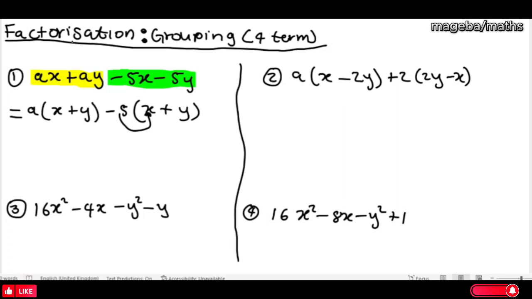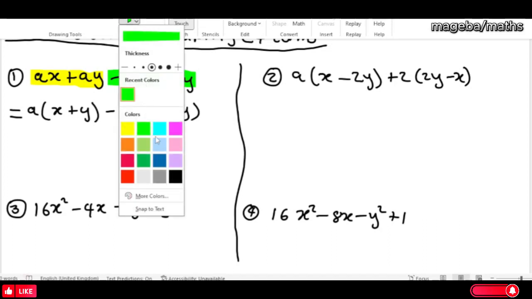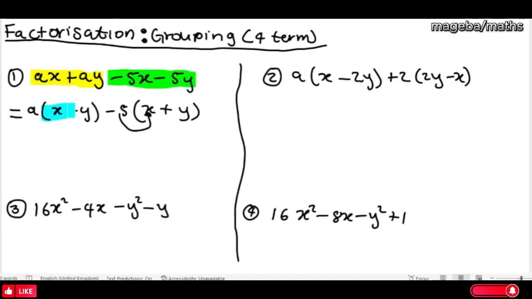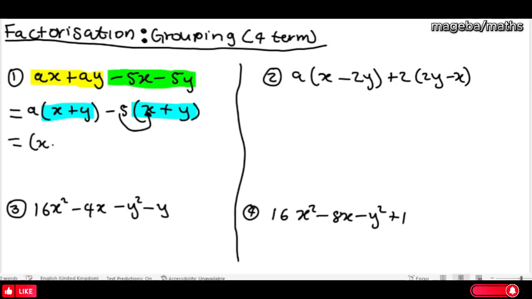Now from here, there is another common factor that we see. I have this and I have this, which is a common factor. Taking that common factor, which is just x plus y, what is left is this a and this negative 5, which I write as a minus 5. And from here we are done.